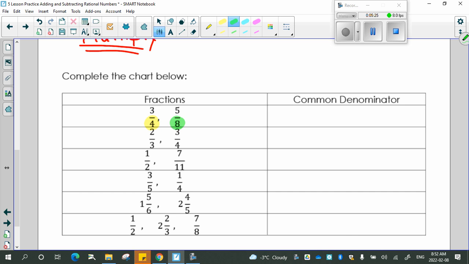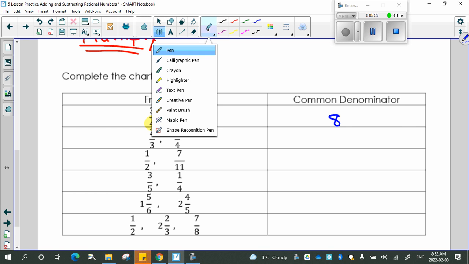So we've got fourths and eighths. Does anyone think they know what the common denominator would be? Jake. Eighths. So again, the first test is, can I do the bigger number divided by the smaller number? 8 divided by 4, do I get a whole number? Yes, 2, so I can use 8 as my common denominator. I'm just going to write 8 in here, because it says common denominator.